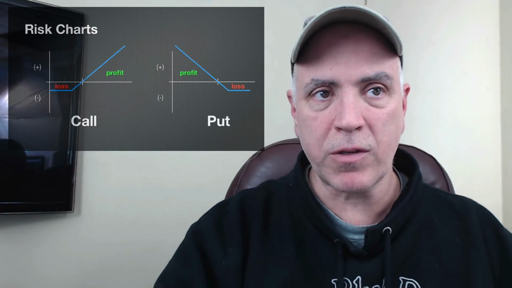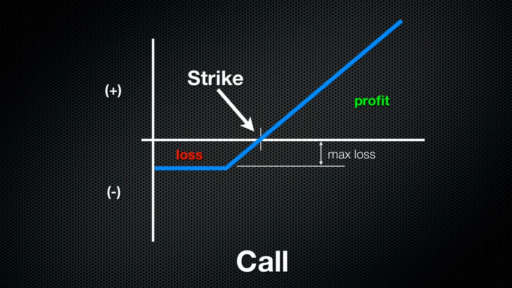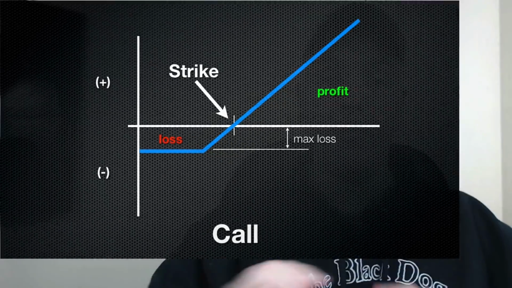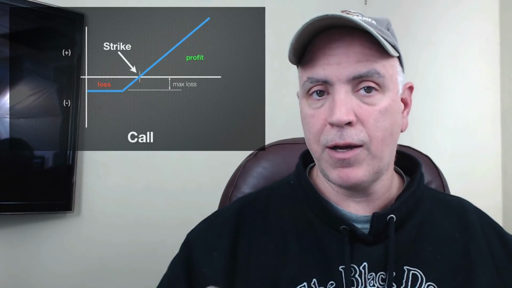All right, so let's go on to a closer look at the risk chart for a call. You can see the strike price where it crosses the zero line for profit and loss. And I'm pointing out where the max loss is, where you have your defined risk. That's an important part. A call and a put have defined risk, and that's the cool part. They have almost unlimited profit potential, but very well-defined risk.